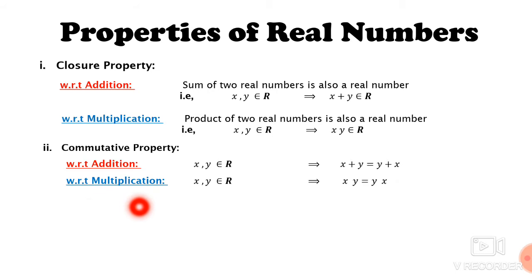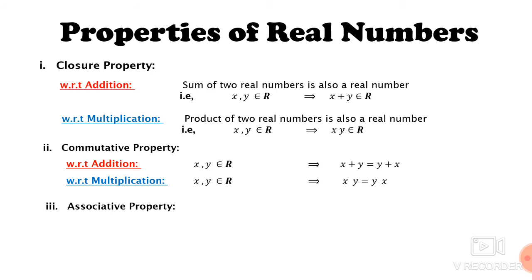Commutative property with respect to multiplication. x, y belongs to real number implies x multiplied by y is equal to y multiplied by x. You can take the same example. 2 and 3 are numbers which belong to the set of real numbers. If we multiply 2 by 3, we will get 6, or 3 multiplied by 2, we also get 6.